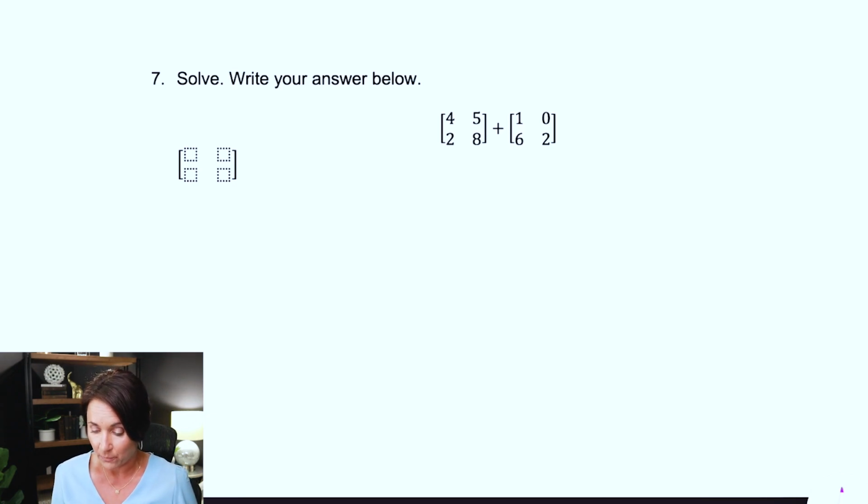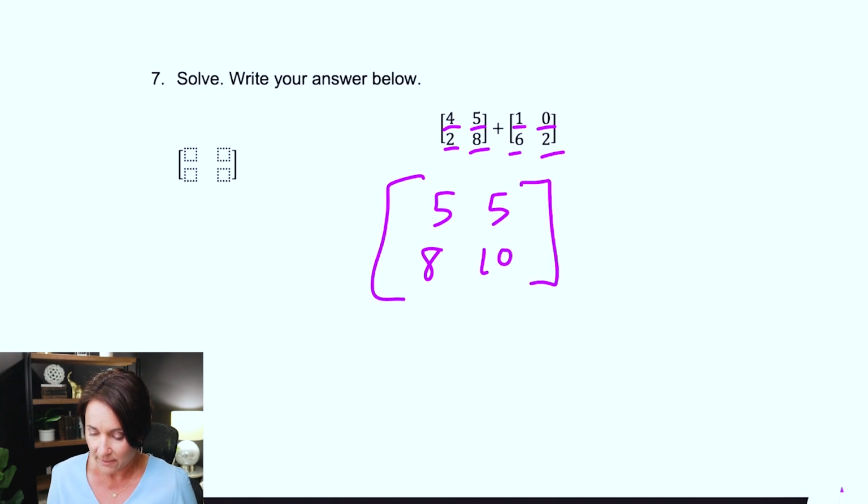This one's pretty simple, like the one before. So we have 4 plus 1, which is 5. And then we have 5 plus 0, which is 5. And then I have 2 plus 6, which is 8. And I have 8 plus 2, which is 10. That's going to be the answer there.